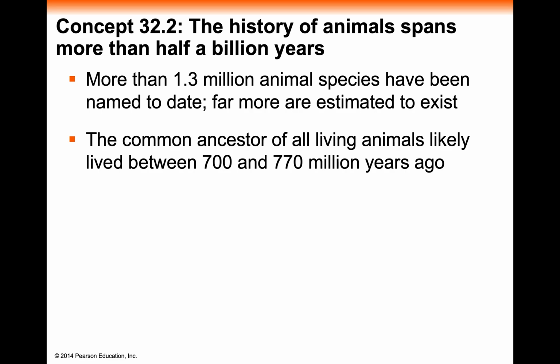Remember, when I tell you to think of an animal, you probably are thinking of a horse or a cow, maybe your pet dog. But remember that vertebrates are one small group of animals, and they make up less than 5% of all animal species. The common ancestor of all animals likely lived between 700 and 770 million years ago.